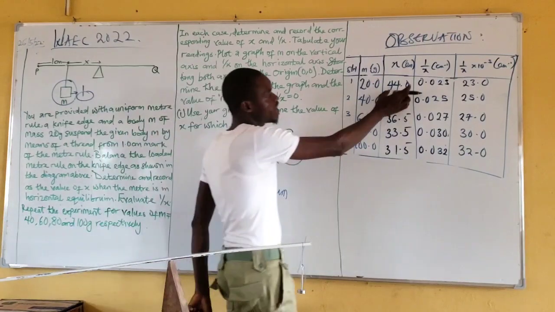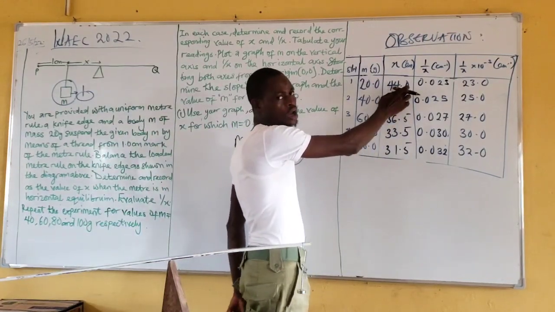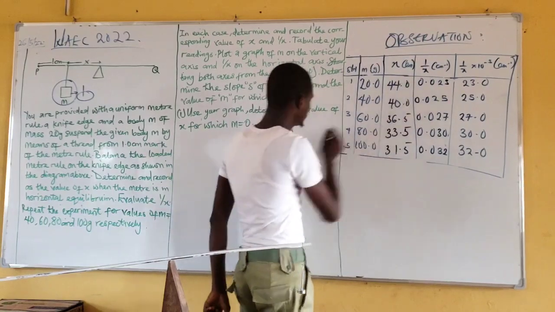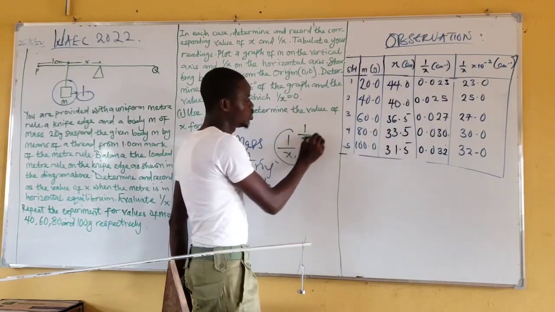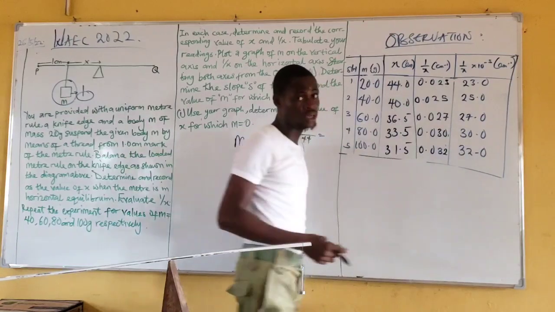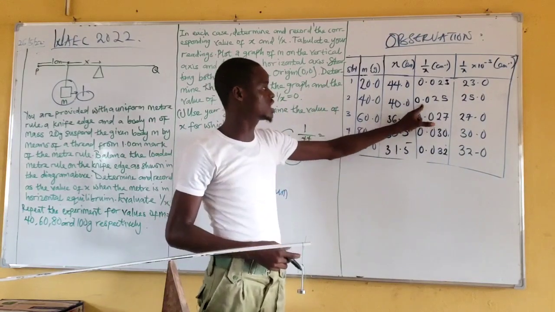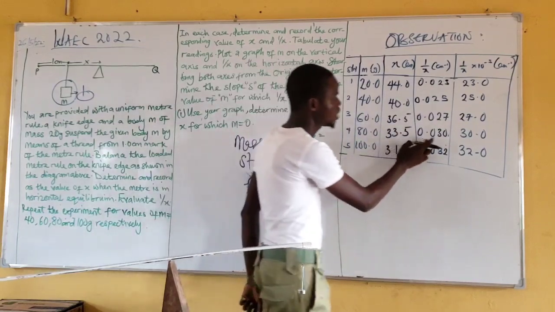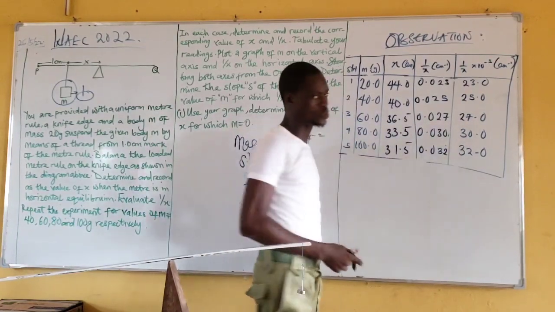Now, if my value of x here is 44, then the reciprocal of x, that is 1 divided by 44, will give rise to 0.023. 1 divided by this, I'll have 0.025, and so on. I'll have 0.030, 0.032.